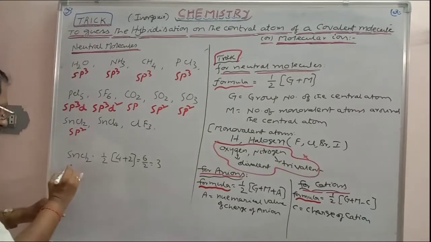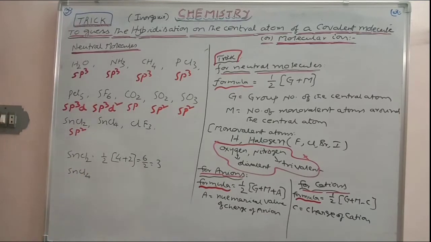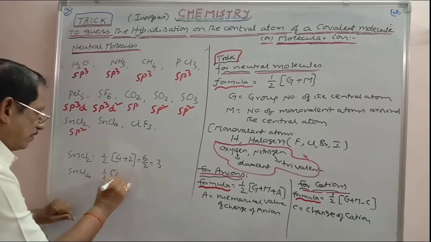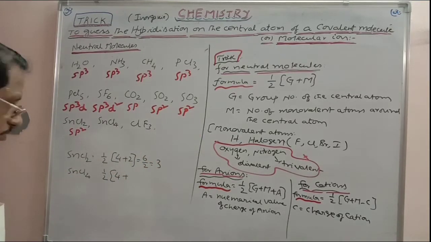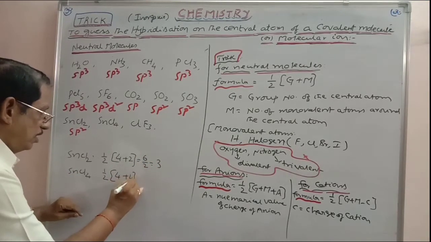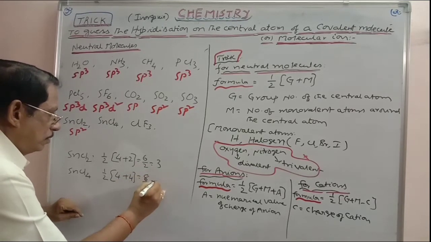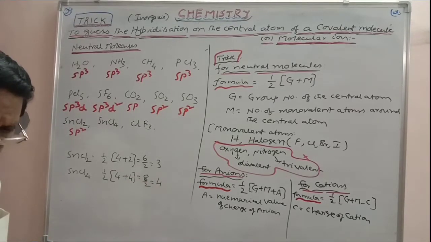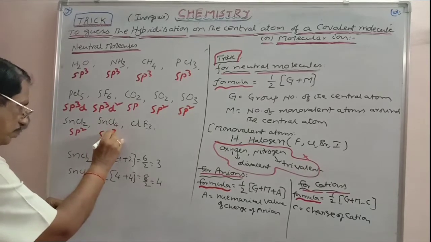Similarly, you can take here SnCl4. Once again half G, group number 4, plus the surrounding atoms, chlorines, monovalent atoms. There are 4 monovalent atoms. So 4 plus 4, 8 by 2 is equal to 4. 4 means, what is the hybridization here? sp3, no doubt.